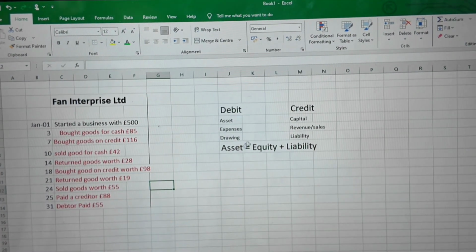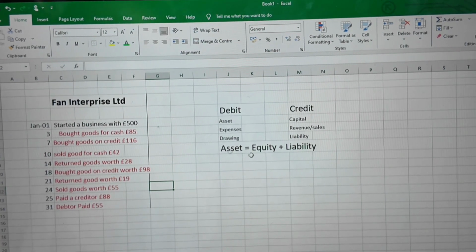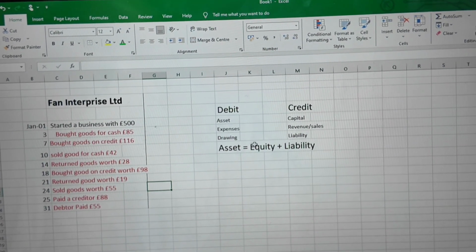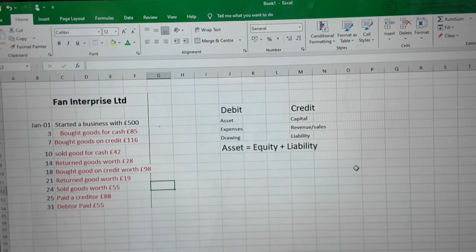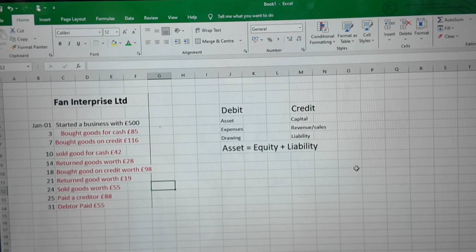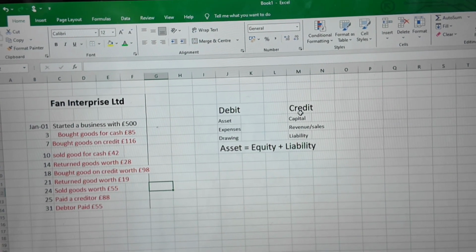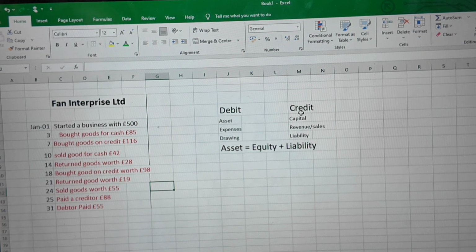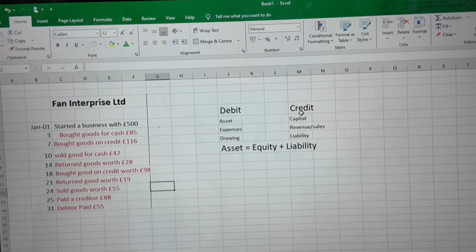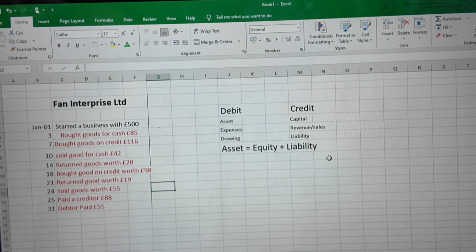Before we go into that, I would like you to understand this equation here, this accounting equation. For you to be able to open different accounts and know how to categorize them, you have to understand the concept of debit and credit. There is this concept of double entry bookkeeping that states that every debit entry must have a corresponding credit entry. Any transaction that occurs in a business that you debit, there must be a corresponding credit entry.